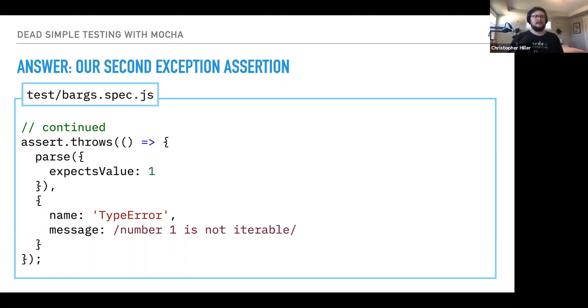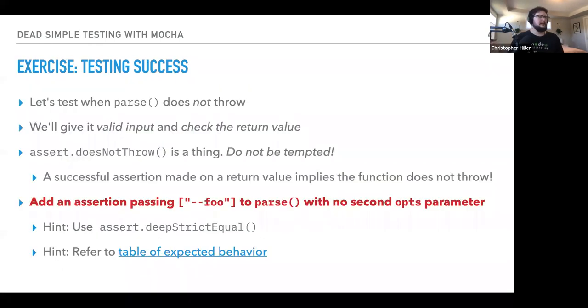And so we've done our exceptions, and I want to move on to actually checking what happens when parse does not throw. So this is the usual usage of parse. We're going to give parse valid input, so an array of command line options, and then we're going to check the return value. If you have the documentation open for the assert module, you can poke around in there. And you'll see that there's a doesNotThrow function. You don't want that for this.